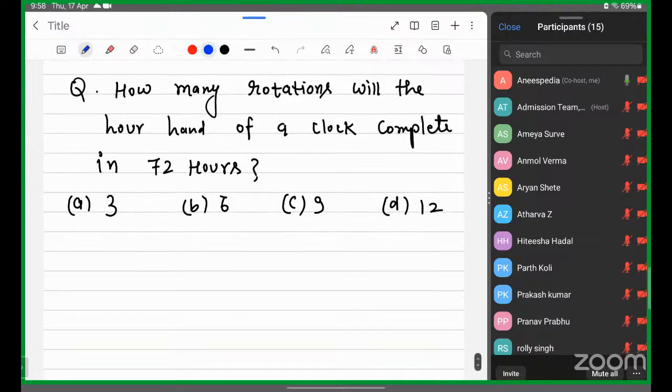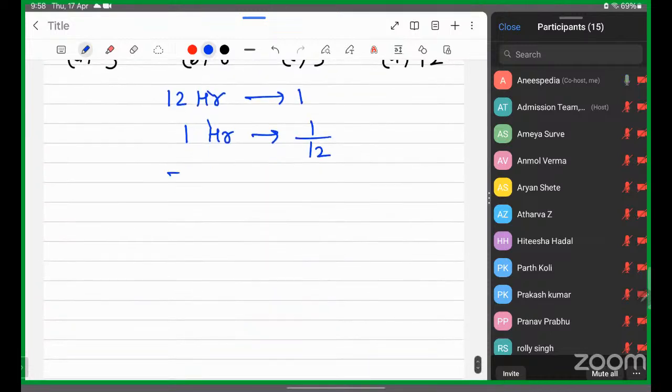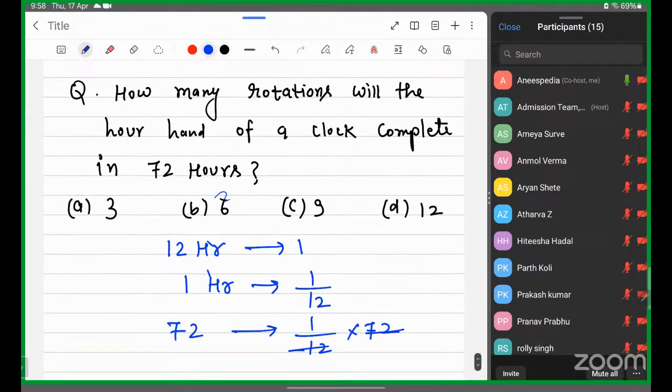How will you solve it? We know that in 12 hours, one rotation is completed. So in 1 hour, 1 by 12 rotations will be completed. And in 72 hours, this will be 1 by 12 into 72, which will give us total 6 rotations. So correct answer will be option D.